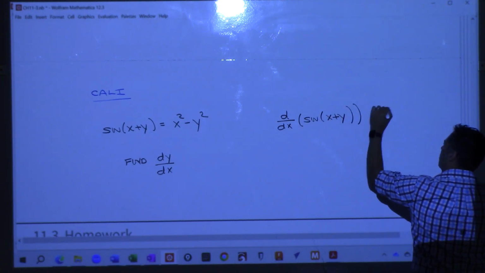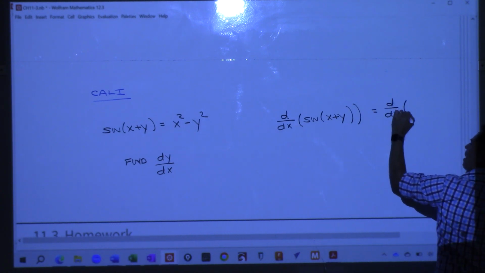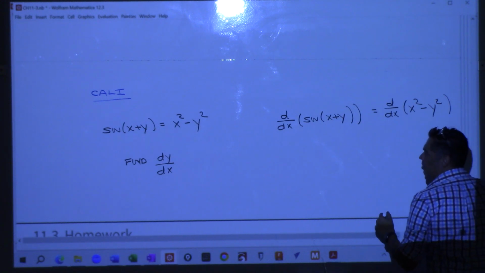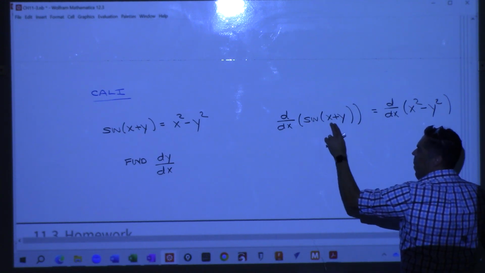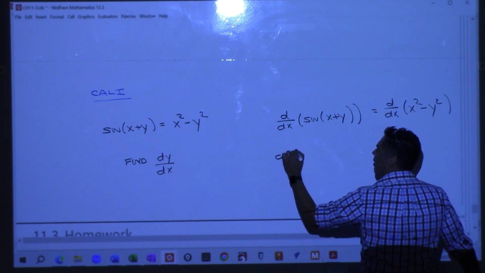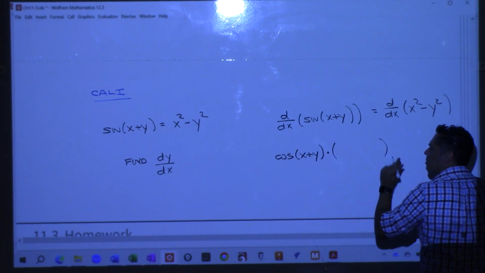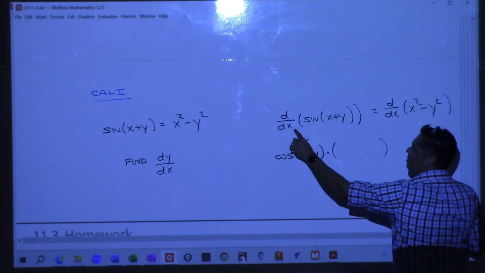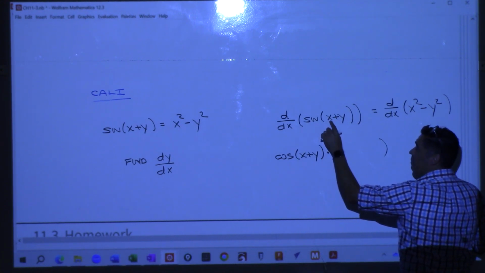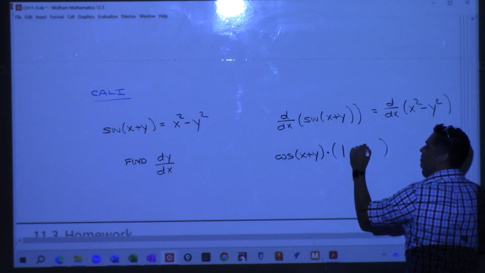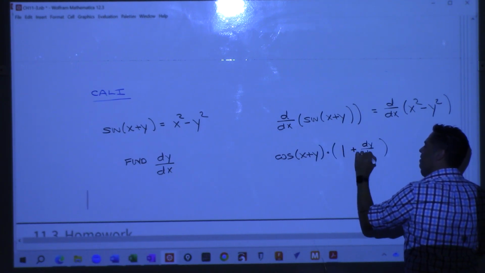And then we do the derivative with respect to x on the right side. All right, carefully. What's the derivative of sine of something? Cosine. Times, now the derivative of what's inside, right? So what's the derivative of x with respect to x? 1. Plus, what's the derivative of y with respect to x? dy dx, right? dy dx.